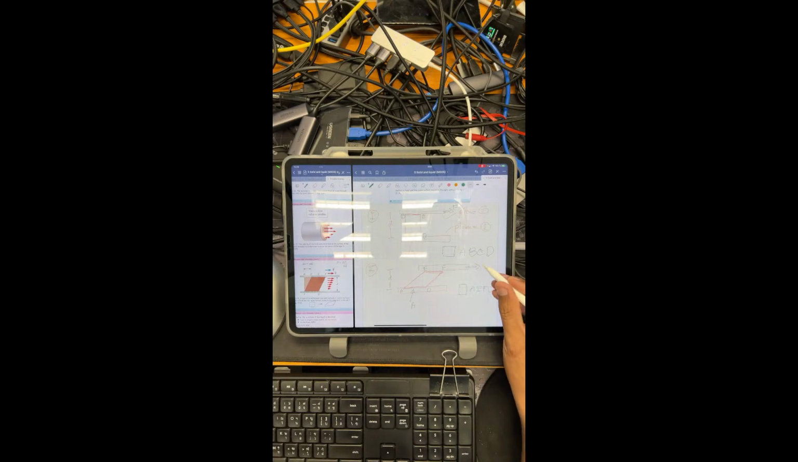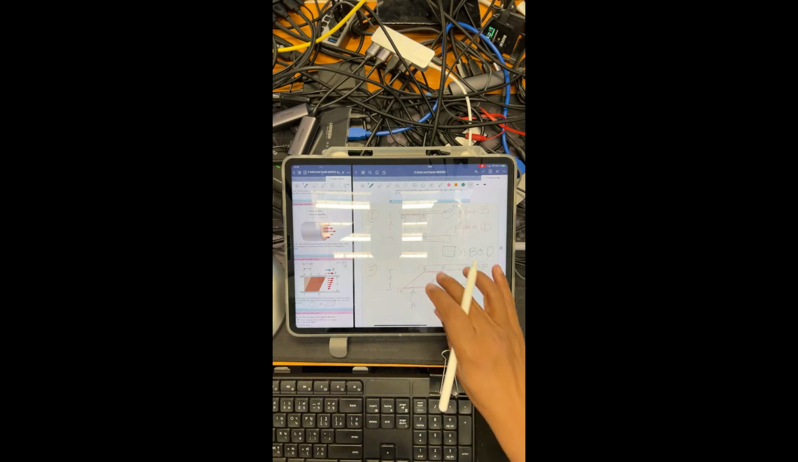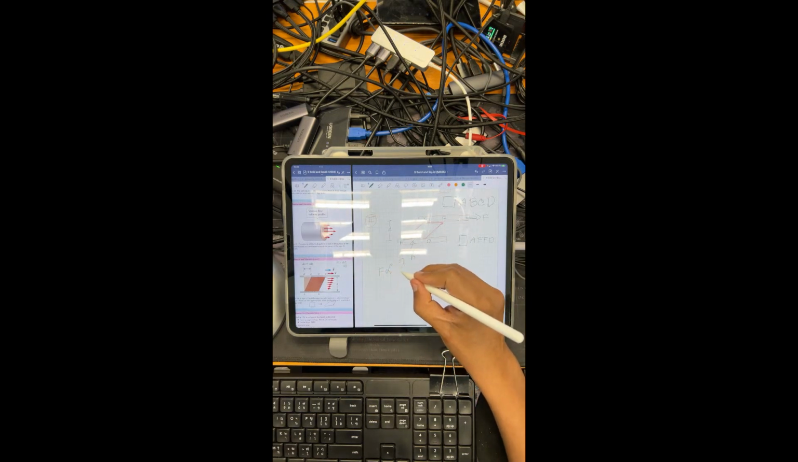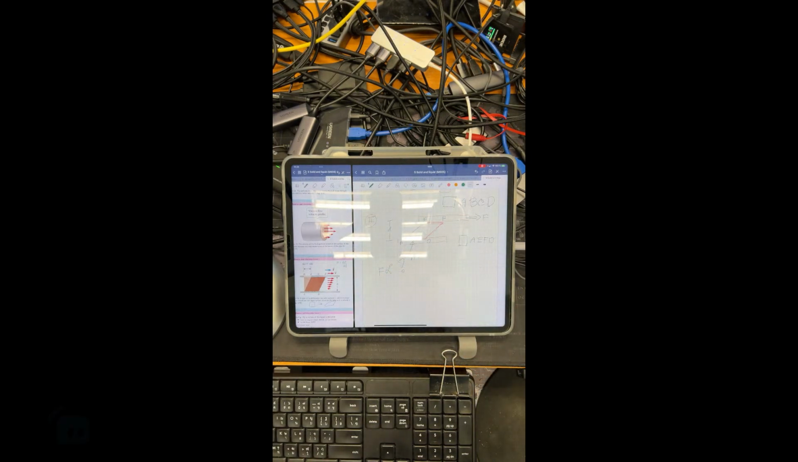We would like to know what is the effect of F, how F depends on, what does F depend on? What do you think? F would depend on what?